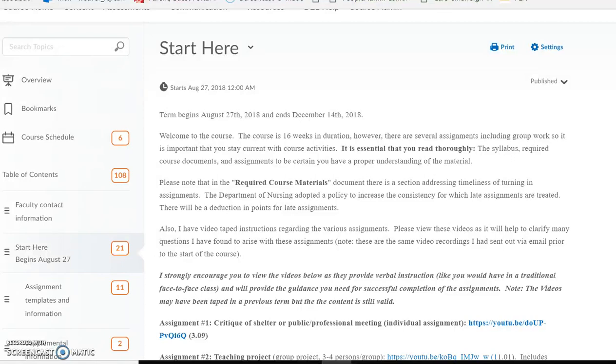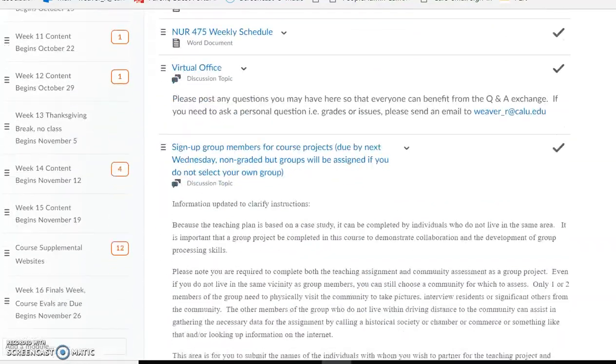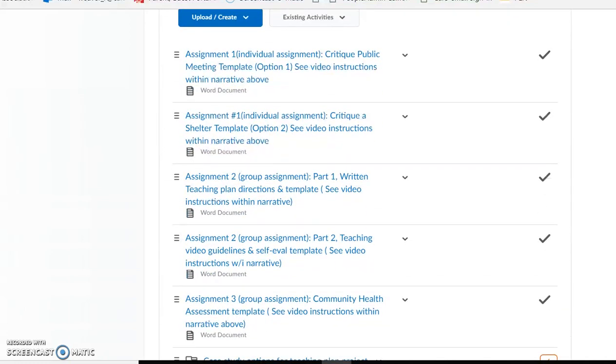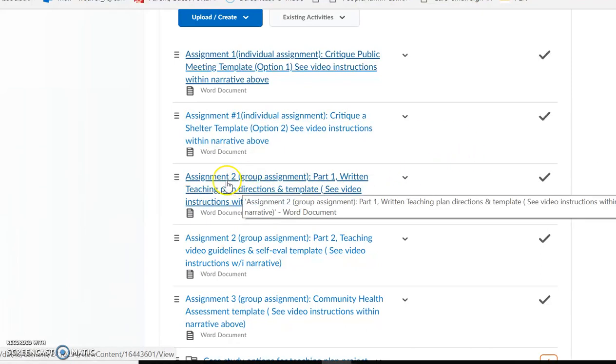and the community assessment. So I'm starting on the Start Here page of the community course. I'm going to scroll down to the assignment portion. So the critique of the public meeting is here and the shelter is here. I've already done the taping of those instructions. So I'm going to start here with the written assignment for the teaching plan.